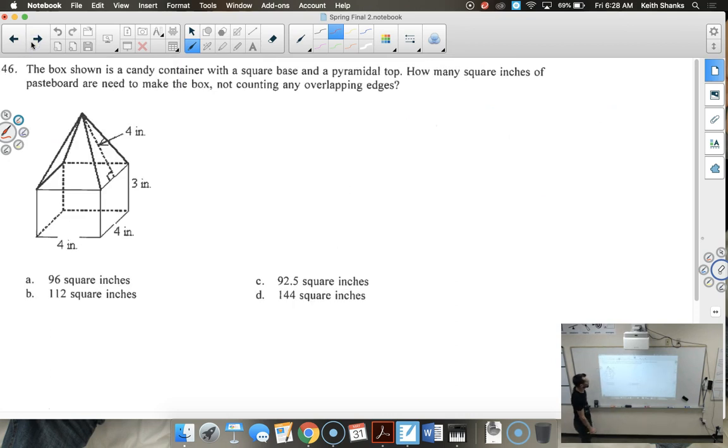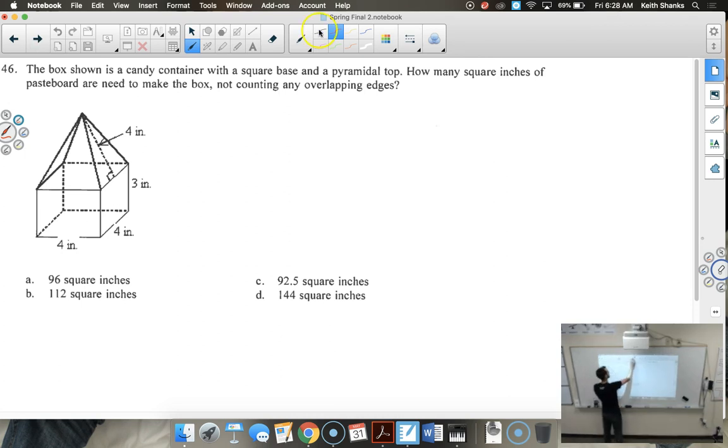All right, this one, I just want to make sure they're talking about the idea. You've got a box shown, a candy container with a square base and a pyramid top. How many square inches of pasteboard are needed to make the box, not counting the overlapping edges? So the idea is you have a pyramid and you have a, not a cube, a rectangular prism, and they are overlapping in some way.